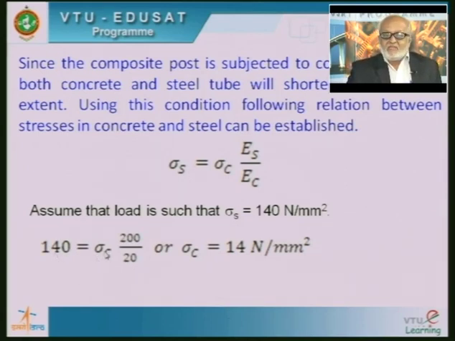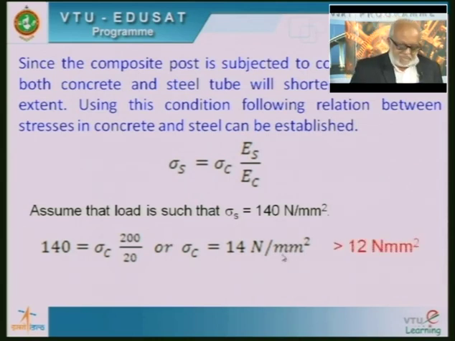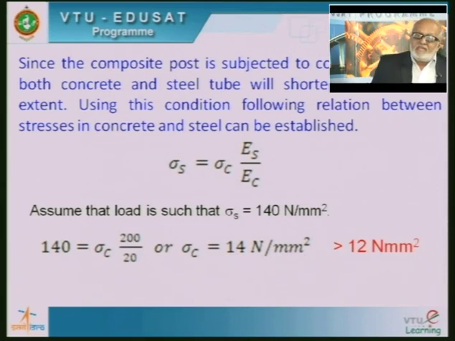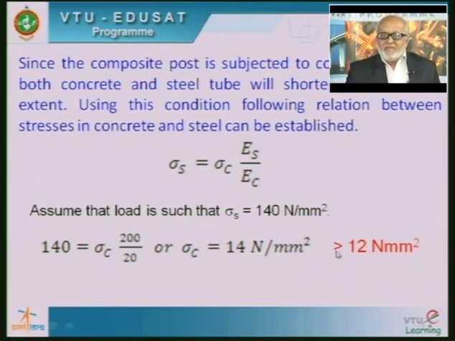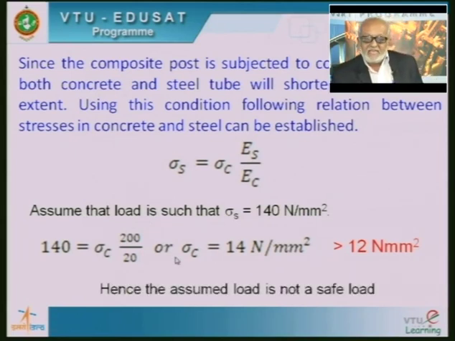So, 140 equals sigma c multiplied by 200 divided by 20, which they have given. So, I can work out sigma c to be equal to 14 Newton per mm squared, but they say that it should not be greater than 12. Because this is becoming greater than 12, this load cannot act. With this load, the stress in steel may be 140, whereas the stress in concrete exceeds 12 Newton per mm squared. Therefore, this load cannot be the safe load. We will conclude like this. Hence, the assumed load is not a safe load.